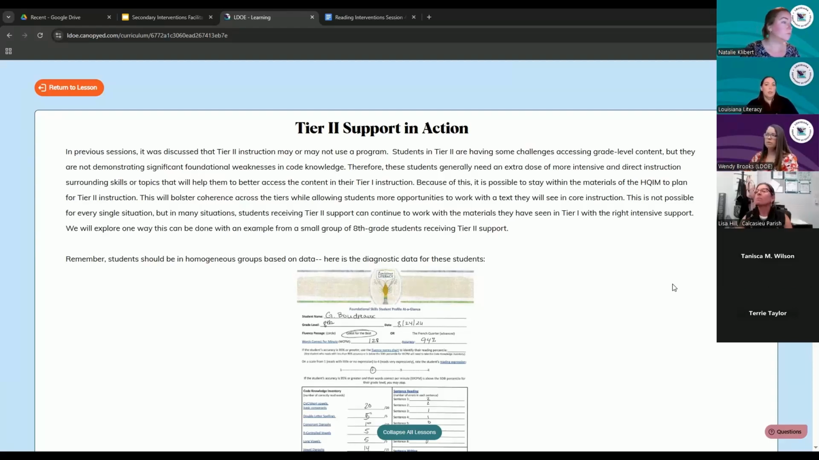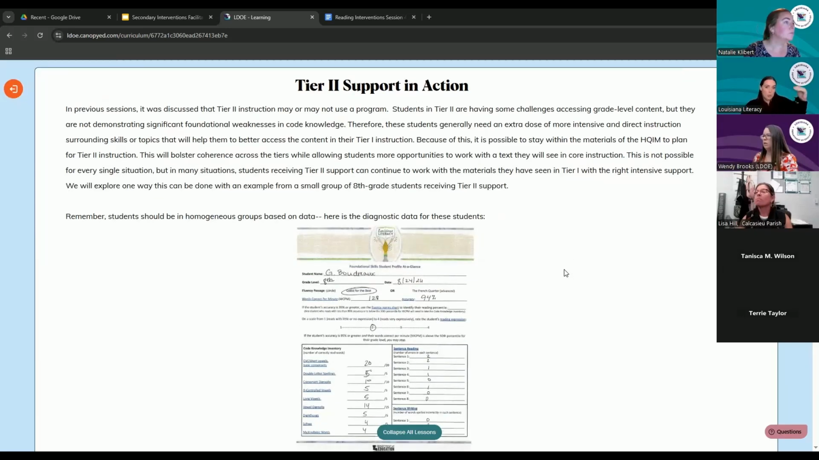So because of this, it's really possible in tier two for you to stay within your HQIM materials in a lot of cases and not have to go to outside resources or to an outside program. Now, it is also possible that if you do have a program, you can use it, but let's talk about that coherence piece here and how staying within the HQIM can help you to build that coherence between tier one and tier two specifically.